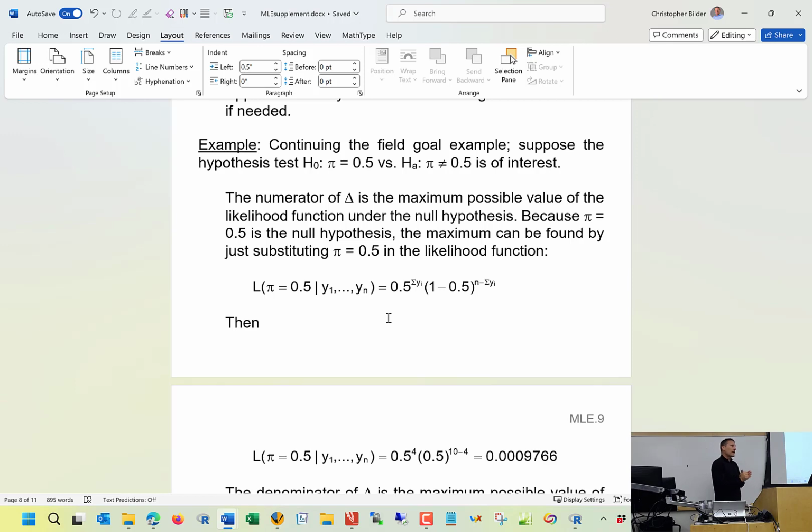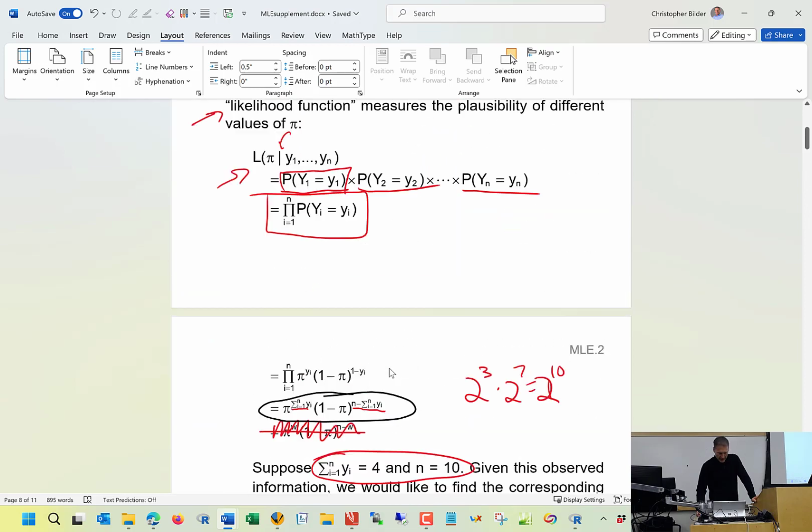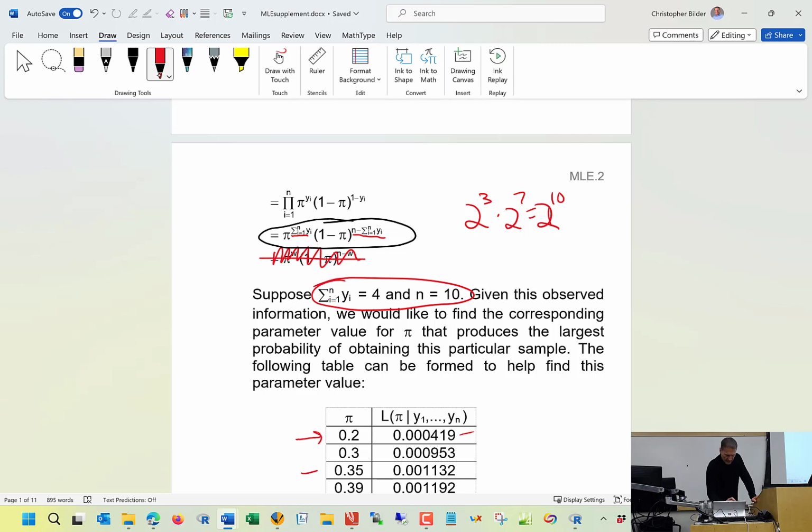Okay, so let's go back to this field goal kicking example. Let's say simply I want to test, is pi equal to 0.5 or not? So I need to find, first of all, delta, the ratio of two likelihood functions. In the numerator, I assume the null hypothesis is true and find the maximum possible value that the likelihood function can take on. Well, again, let's go back to what the likelihood function looks like. This likelihood function is here.